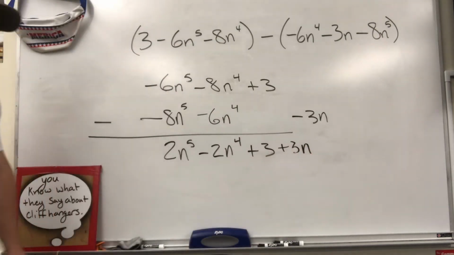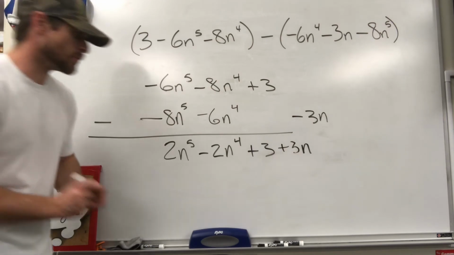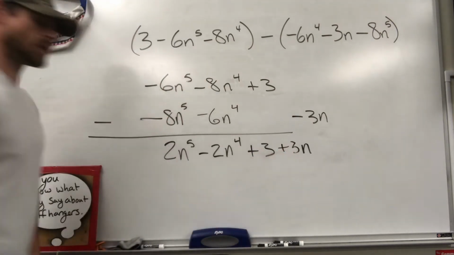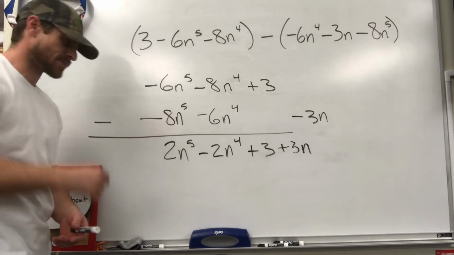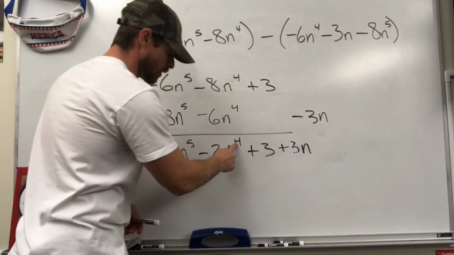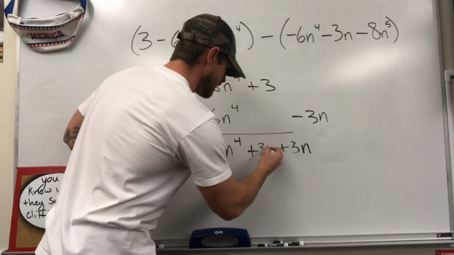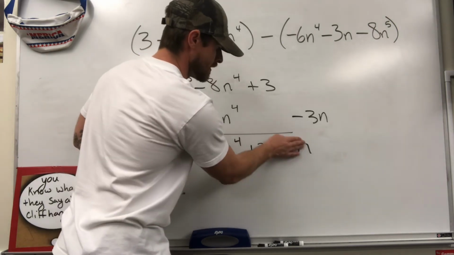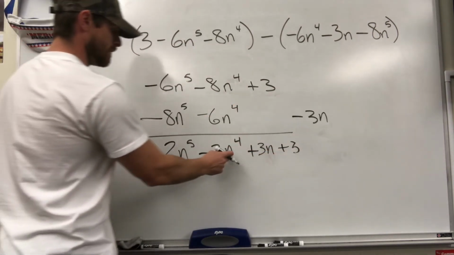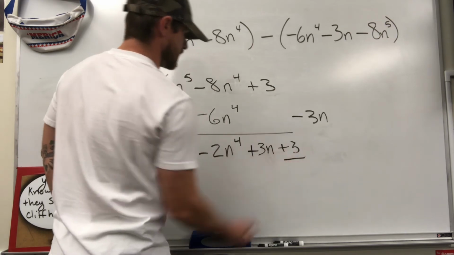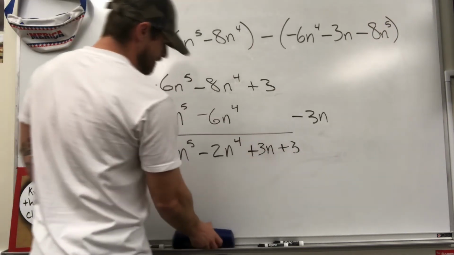Now the only thing I need to do to adjust this and give it the best answer that I could possibly give is to rearrange those two terms, because we want it to go in descending order from the variable and its exponent. So 5, 4, then we want the 3n to be there, and we want this to be the 3, the constant. Variable, variable, variable, constant is always at the end, the number always at the end. Okay, and that's how it's done.